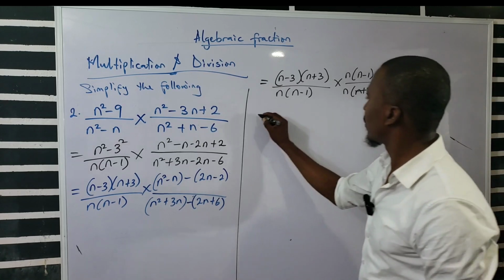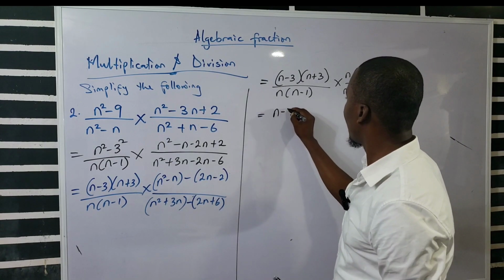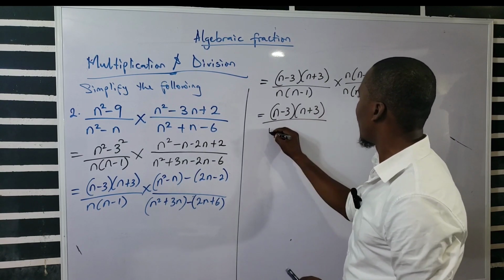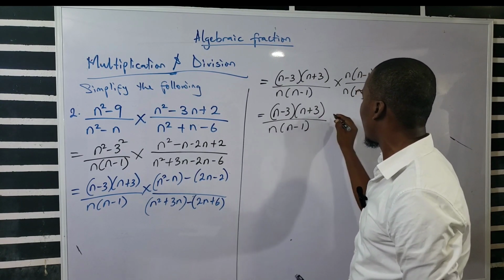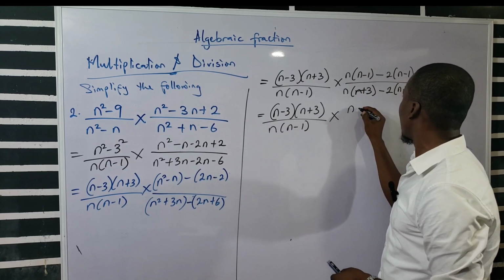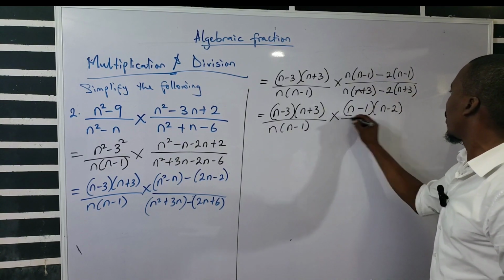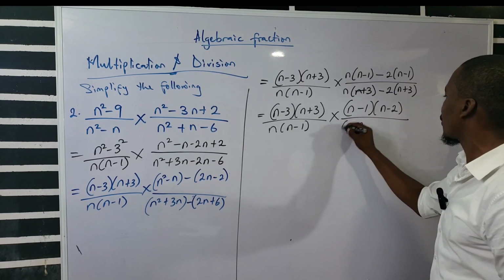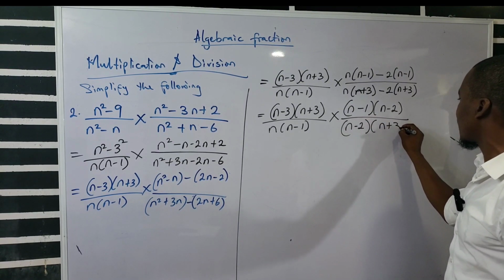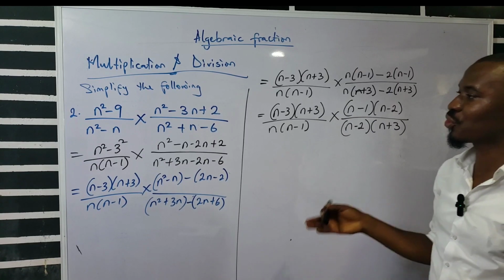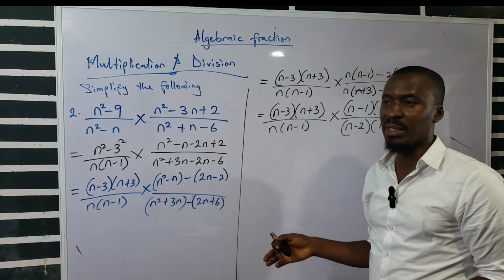Okay, so factorizing completely now: n minus 3 into n plus 3 all over n into n minus 1 times n minus 1 into n minus 2 all over n minus 2 into n plus 3. Now, all this I'm doing is just because I want to show you how I'm getting all this, okay?